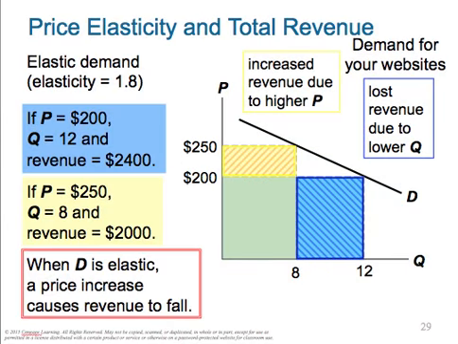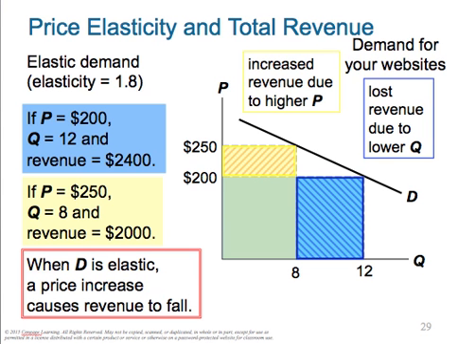Again, using the example of an elastic demand, let's say 1.8 that we calculated with the midpoint method earlier in the presentation. If the price is $200, quantity is 12, and revenue is $2,400, 200 times 12. If price is $250, quantity is 8, and revenue is $2,000. When demand is elastic, the price increase causes the revenue to fall. That's the calculation portion of it.